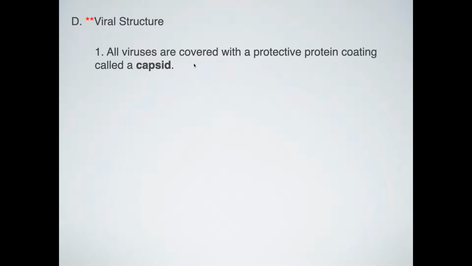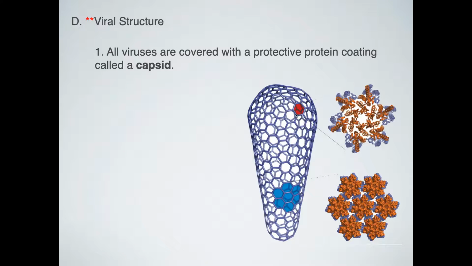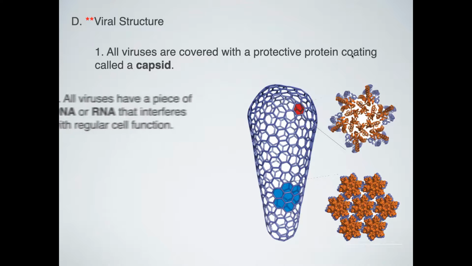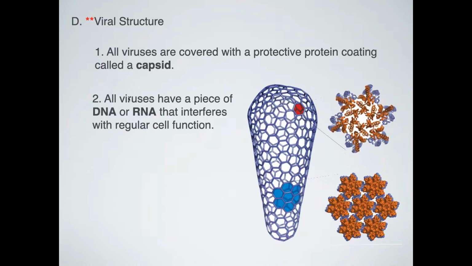So, what kind of structure do viruses have? Well, all viruses are covered with a protective protein coat that we call a capsid. And so, capsids are made out of different types of protein coatings. And inside of their protein coating, all viruses have a piece of DNA or RNA.